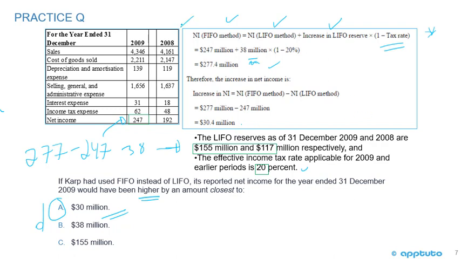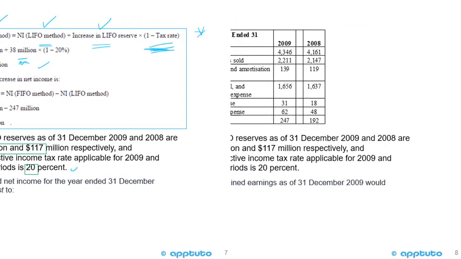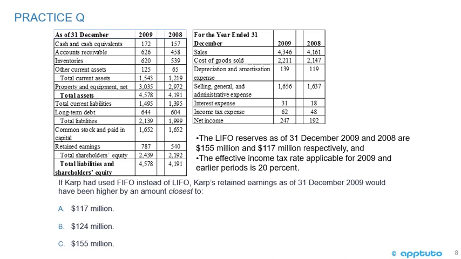Again, the formula you need to remember: net income under the FIFO method is net income under LIFO plus the change in the reserve, times 1 minus the tax rate. So again, like a practice set, using all the same data, this question is: if CARP had used FIFO instead of LIFO, CARP's retained earnings as of 31st December 2009 would have been higher by an amount closest to A, 117 million, B, 124 million, or C, 155 million.